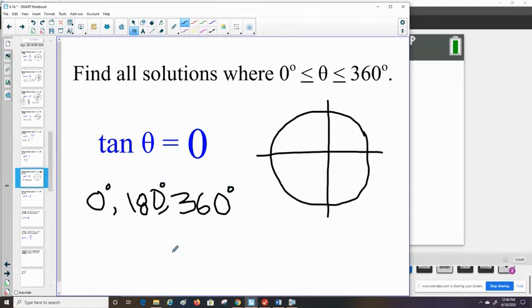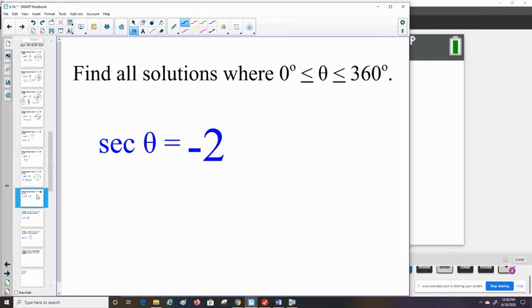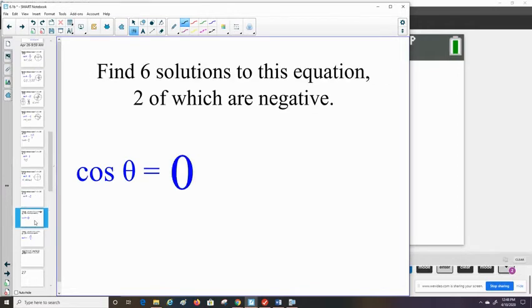And there we go. I think I'll skip this one. Also, I want to get to a couple different types of problems. Here we go. Here's a different type of problem. Notice the directions have changed. It says find 6 solutions to this equation, 2 of which are negative.